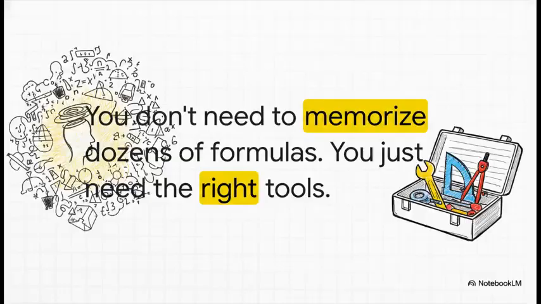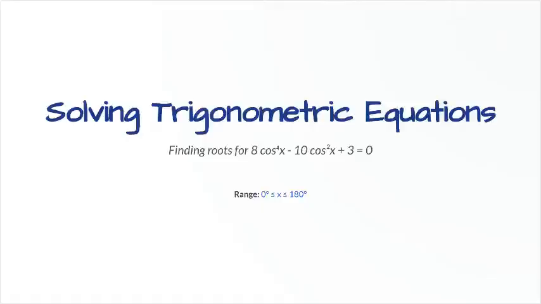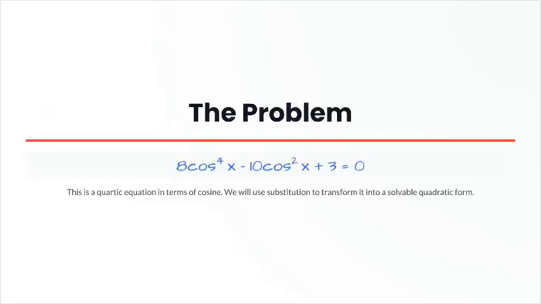just fall apart. Finding the roots for the quartic equation 8 cos to the power of 4 x minus 10 cos squared x plus 3 equals 0, within the range 0 degrees is less than or equal to x is less than or equal to 180 degrees. The problem is a quartic equation in terms of cosine. To solve it, we will use substitution to transform it into a more manageable quadratic form.